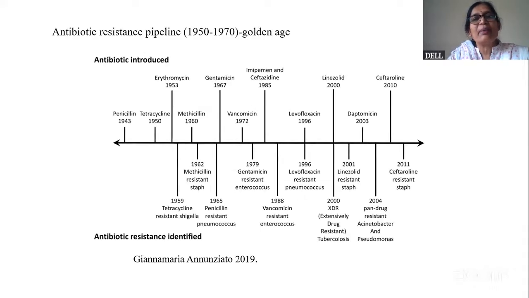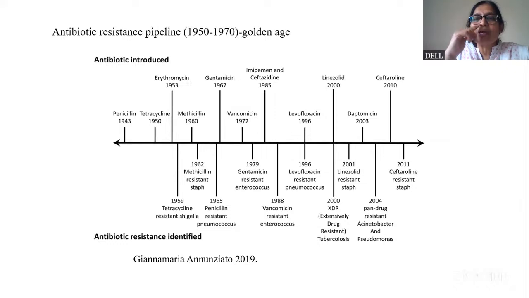So let us look at the pipeline of antibiotic discovery with the antibiotic resistance. The upper panel of this particular slide is showing the antibiotic introduction or discoveries in various time spans. Whereas the lower panel of the diagram shows the resistance to each of these antibiotics in the different ages. So although we consider the time between 1950 to 1970 as a golden age of antibacterial drugs or antibiotics, we can actually see the development of antimicrobial resistance.